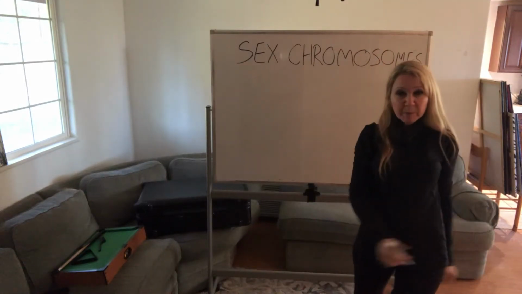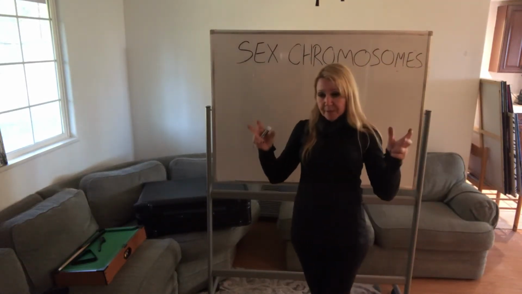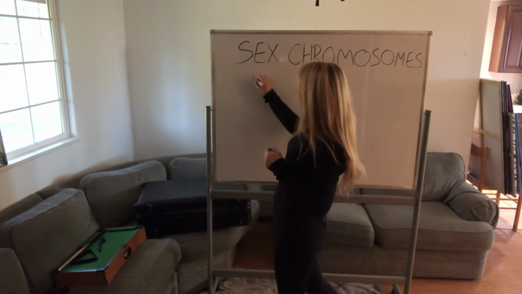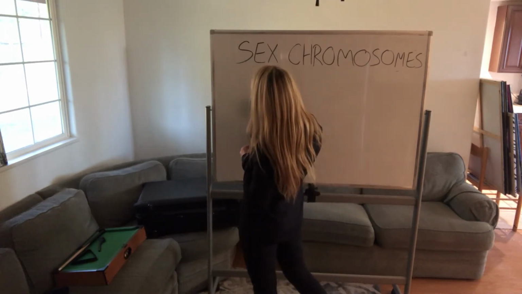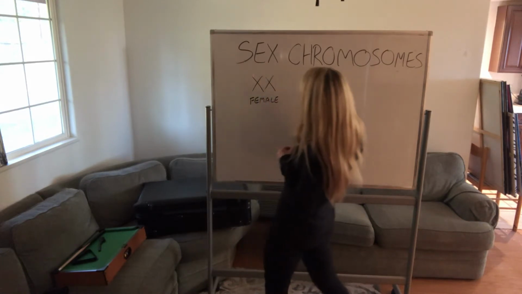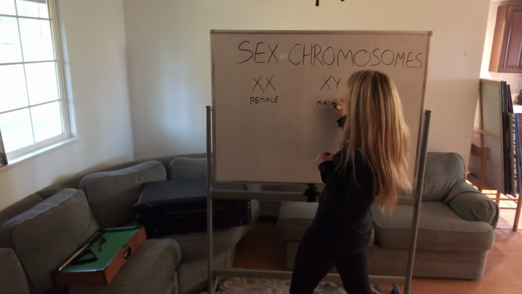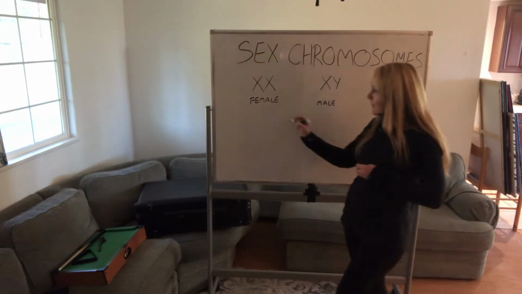Sex chromosomes. Remember, you got one pair. That 23rd pair is indicating whether or not you're male or female. So XX is female. XY is male. And some abbreviations for female and male.